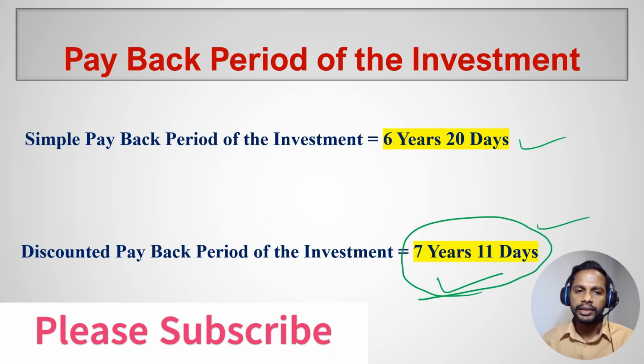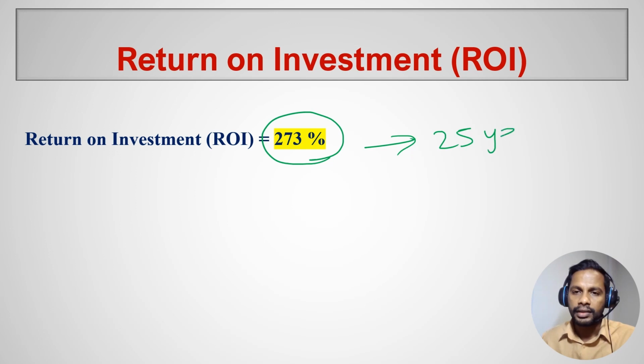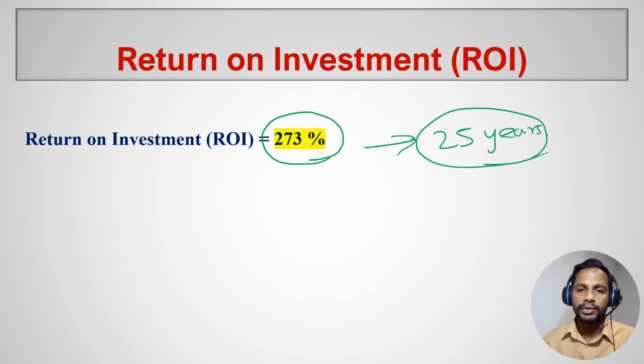You always do that with the discounted payback period. This is an important thing. Okay, next slide. So then we calculate the rate of return. This is a very good rate of return, but it is for 25 years. If you wait 25 years, and your panel successfully runs for 25 years, you get 273% rate of return. That's a very good return.